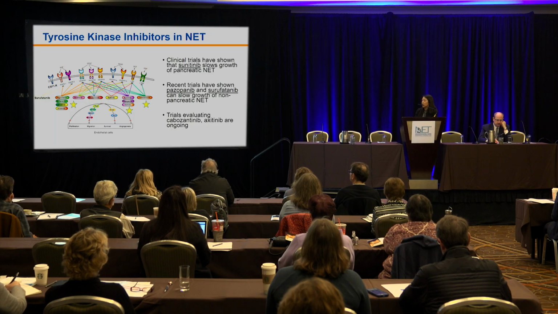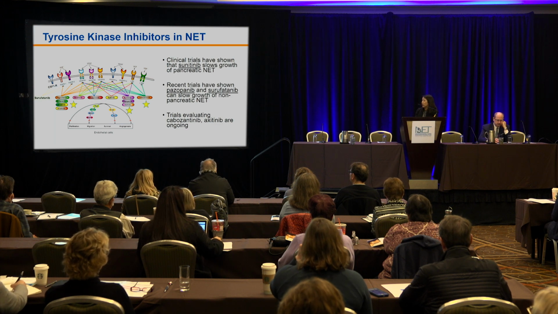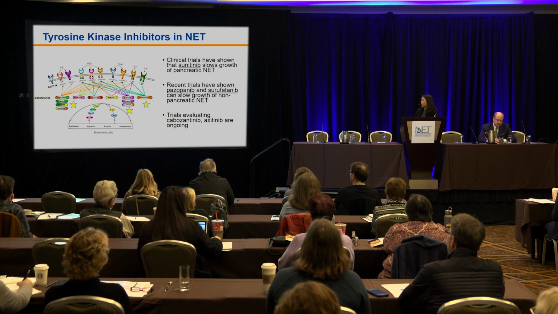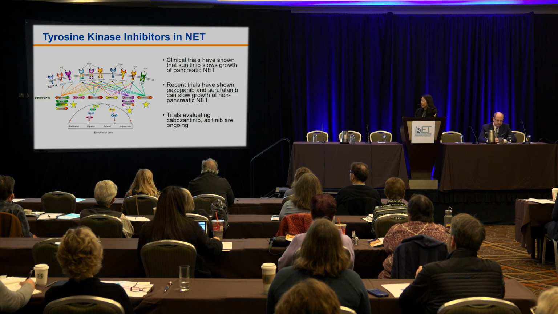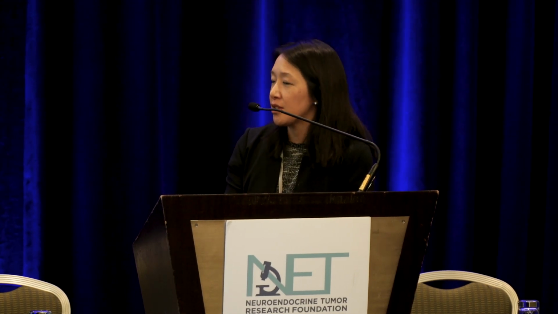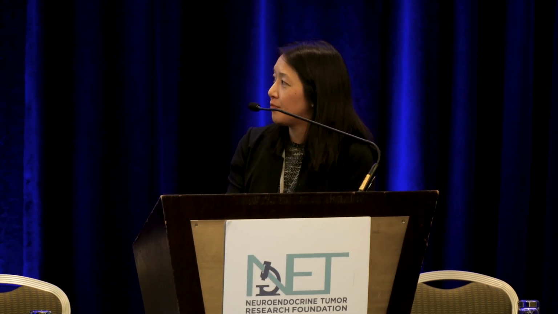And just last week we heard that another phase 3 trial that was conducted in China of a tyrosine kinase inhibitor called surufatinib also slowed growth of non-pancreatic neuroendocrine tumors. There are other trials that are going on evaluating other tyrosine kinase inhibitors called cabozantinib and axitinib. So you may hear about these agents also in the future.